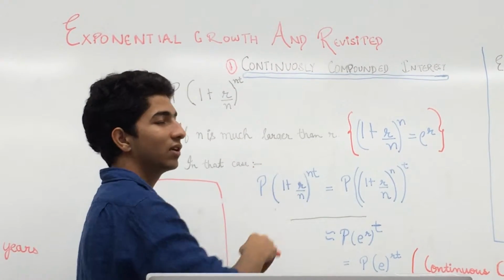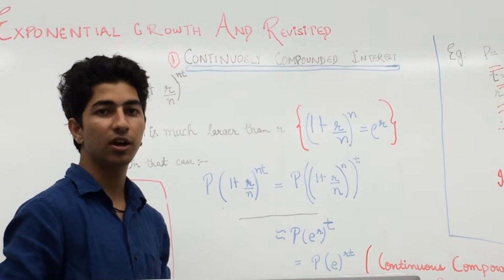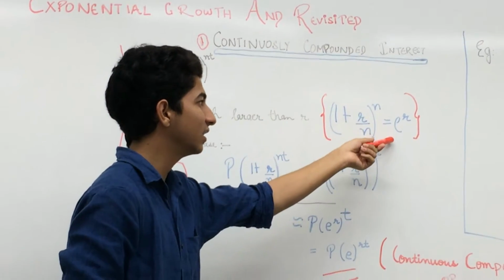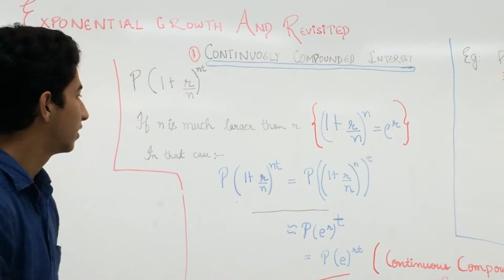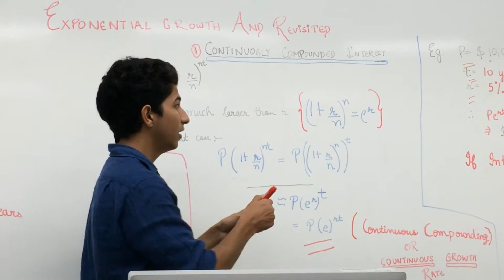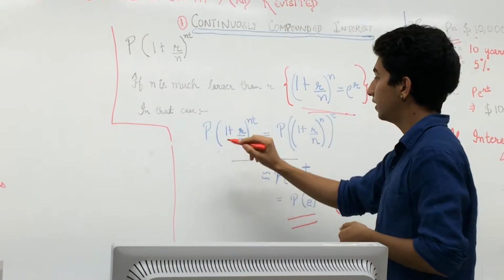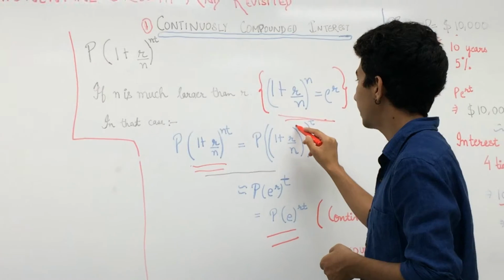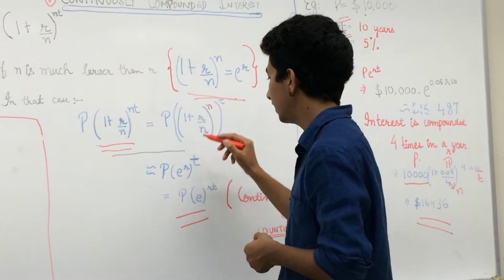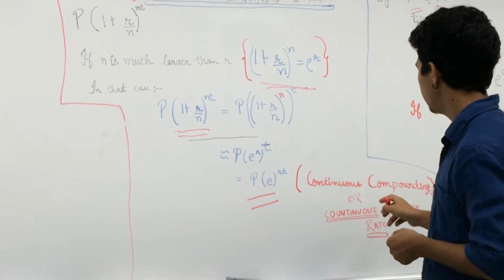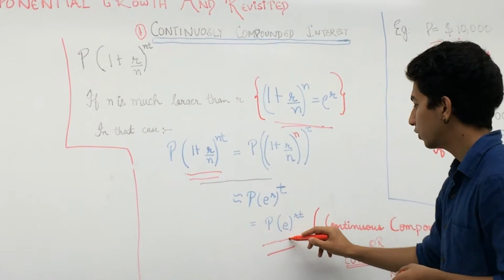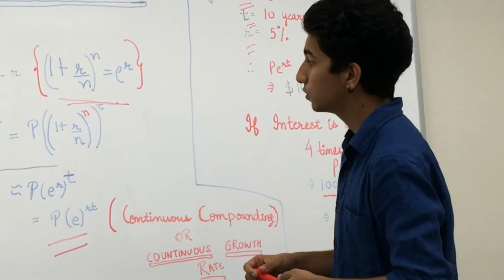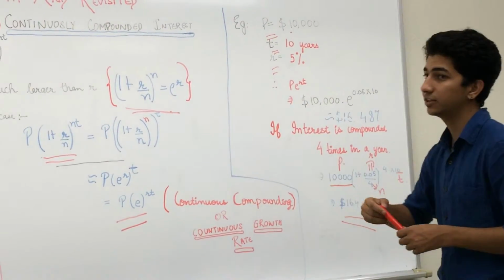In that case, the formula from the last section says that (1 + R/N) raised to power N is equal to E raised to power R. So if we put this into the equation P times (1 + R/N) raised to power N, whole raised to power T, we get the formula for continuous growth rate, which comes out to be P times E raised to power R times T. And I have also shown an example to clarify this formula.